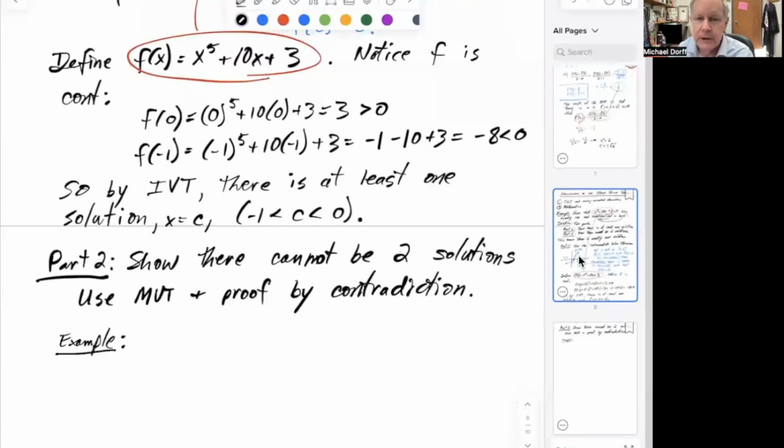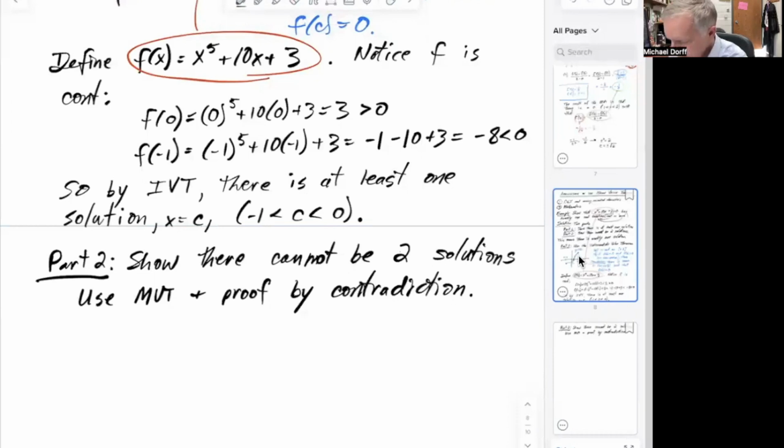So there's a contradiction. You assume that he's the suspect, but then you find some evidence that shows that he can't be the suspect because he was shown to be somewhere else at the same time, and the distance was too far apart for him to be at both places at the same time. All right, that's an idea of a proof by contradiction. Okay, so I guess I don't need to write that there.